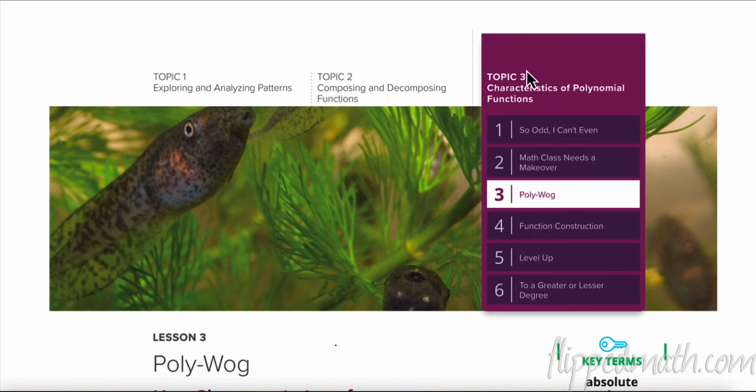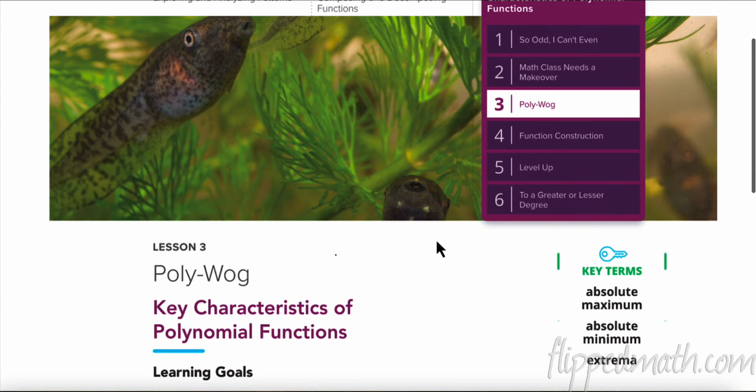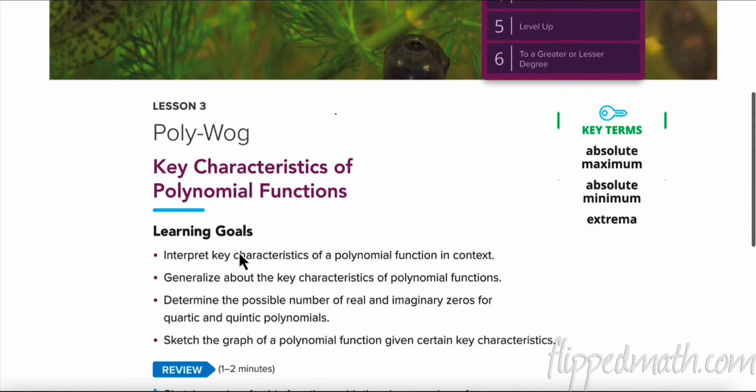So today we're going to be on topic 3, lesson 3. It's called polylog, which has really nothing to do with what we're going to learn today. We're going to learn about interpreting graphs, the characteristics of a polynomial function. Remember, a polynomial function is any function that has degrees with it, x squared, x to the third, things like that, but we're not dividing by anything. All right, so just a x squared plus 2x plus 7, things like that.